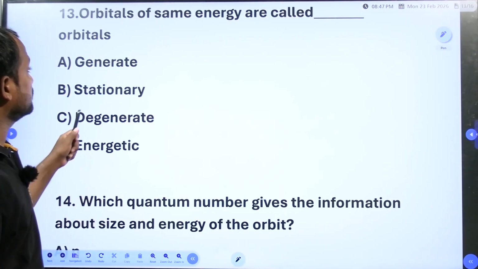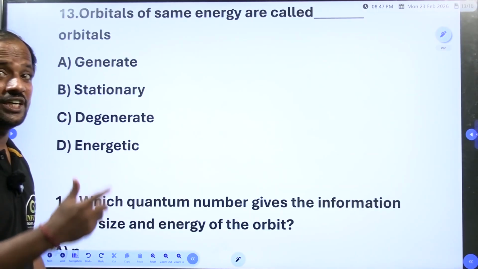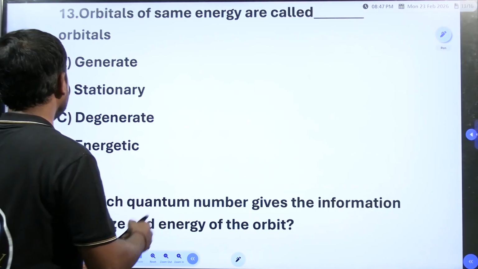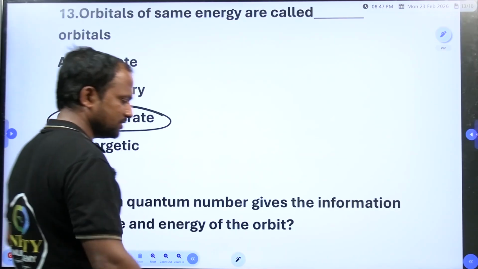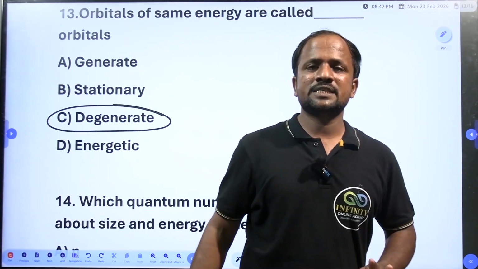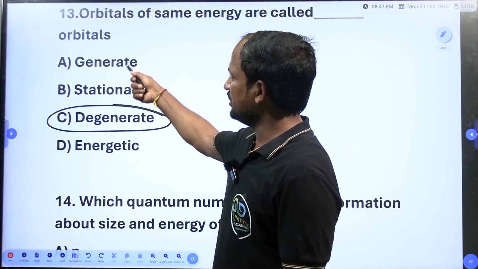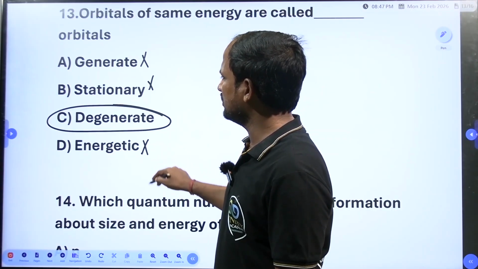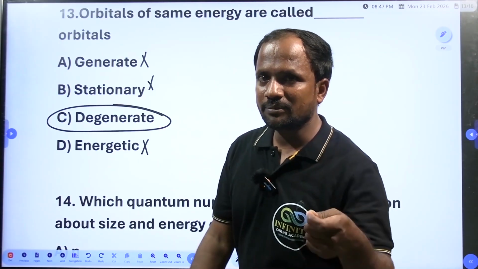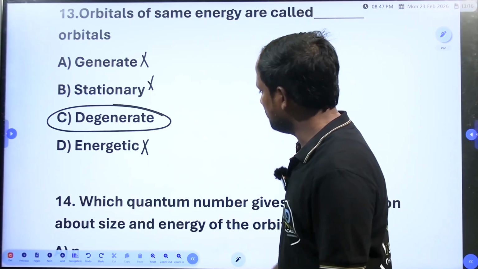Let's see the next question, 13th question. Orbitals of the same energy are called degenerate orbitals. Same energy levels in the orbit, they are called degenerate orbitals. Stationary means fixed energy, not energetic. So degenerate orbitals are orbitals of the same energy level, equal energy level shells.